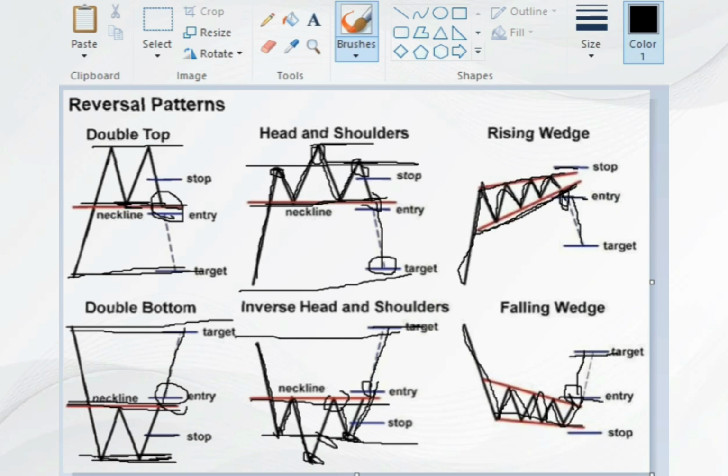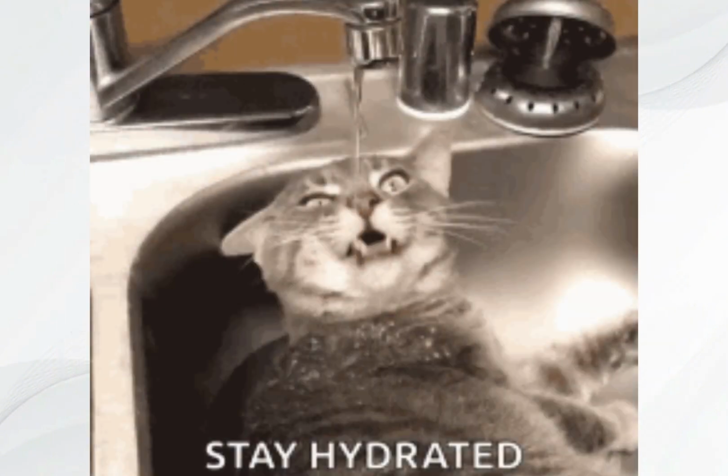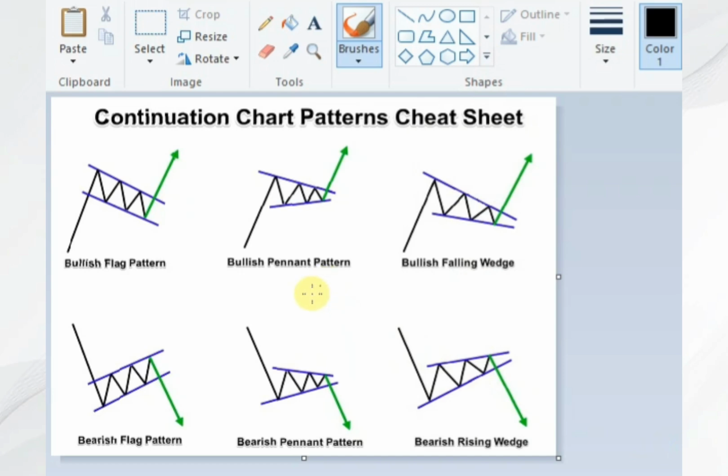So okay, let's do further explanation. This is for the reversal chart patterns. Let's go ahead and do the continuation chart patterns. So this is for the continuation chart patterns. We have a lot of continuation chart patterns, but these are the few I've selected because these are the few that you always spot in the market.